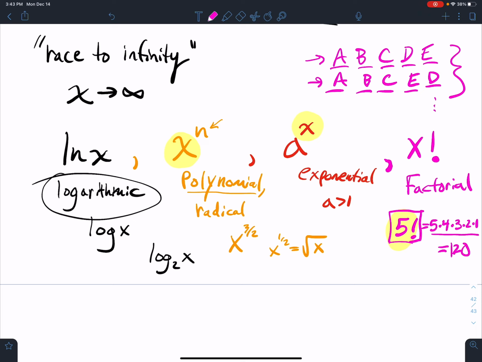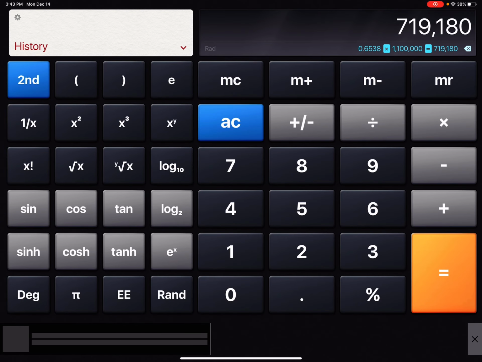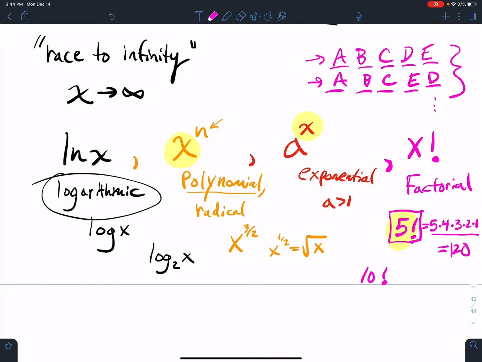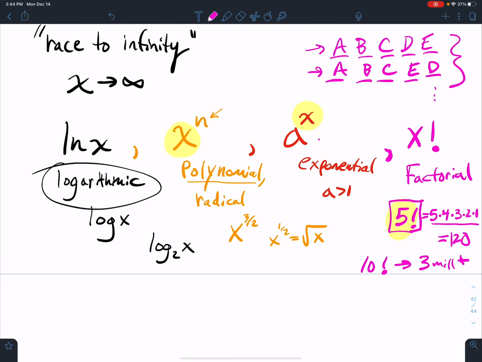So just for example, like if you put 10 factorial in, that's going to give you a monster number. Okay, so 10 factorial, let's see. Hold on a second. 10 factorial, that's 3,628,800. Okay, so that's over 3 million. So it's growing really quickly. So it's even faster than exponential.